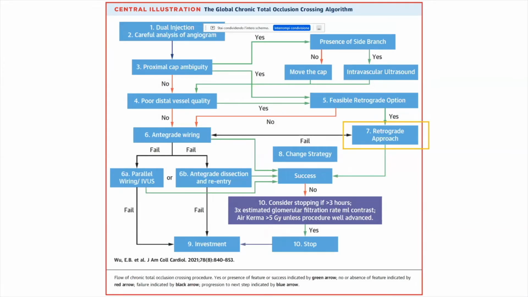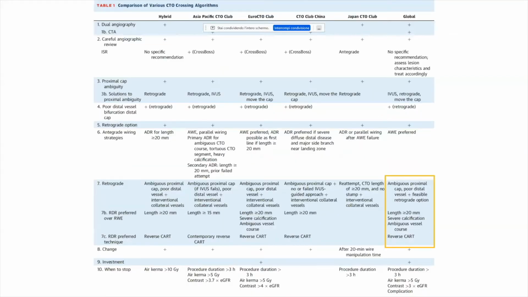So at this point, step 7 is the retrograde approach. In this global algorithm, there are some differences with the previous algorithm, and in this case, we have to perform a retrograde procedure, especially when we have an ambiguous proximal cap with a poor distal vessel, with a feasible retrograde option.